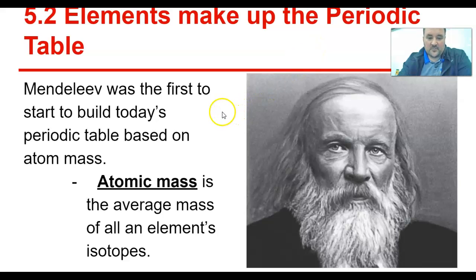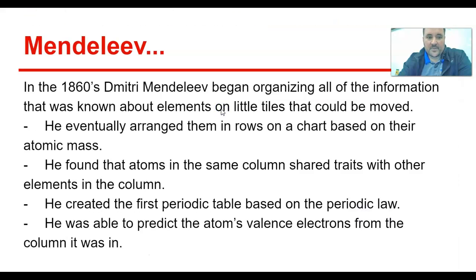Now, his periodic table was made based on atomic mass, ascending. Today we don't use atomic mass, we use atomic number, but it's very similar. It was in the 1860s that Dmitry Mendeleev made his periodic table. He moved all these things around, and what he noticed was that rows had certain types of characteristics based on their atomic mass, and he also found that the traits in a column were very similar to each other. So atoms in the same column share very similar traits.